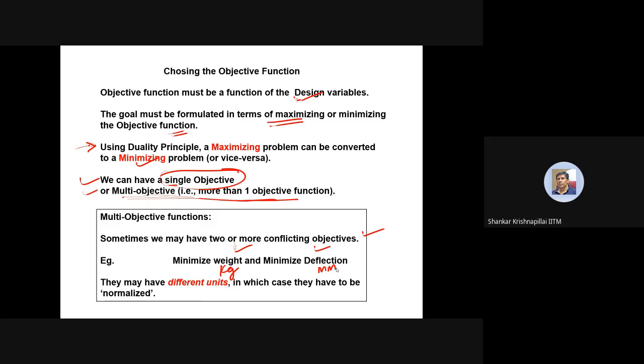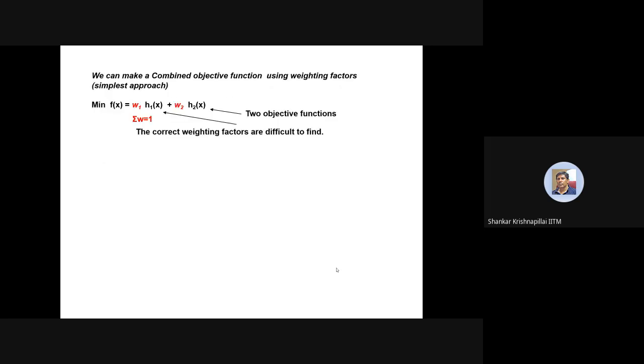The expected weight should be divided by the average weight you expect in the feasible domain, and the expected deflection should be divided by the average deflection you expect in the feasible domain. Then we can make a combined objective function using weighting factors. Suppose h1(x) is the objective function for weight minimization, h2(x) is the objective function for stiffness minimization. You can write the combined objective function as w1 times h1 plus w2 times h2. But w1 and w2 are the two weighting factors, so sigma w should be equal to 1.